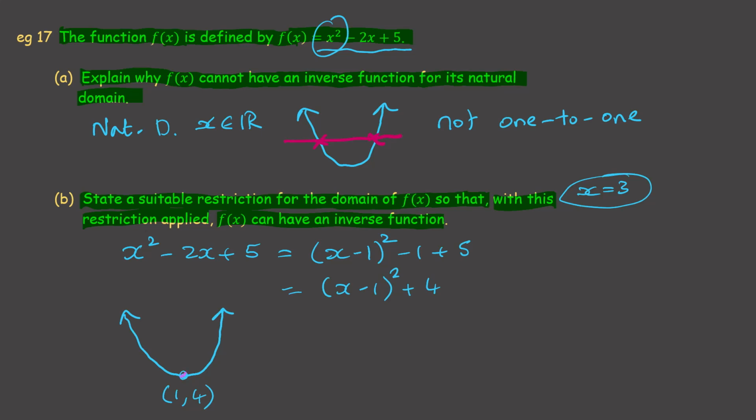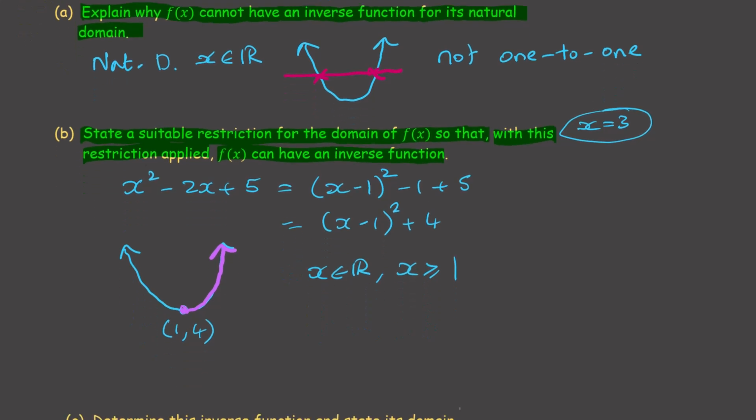So if we just went from 1 this way, we only had the right-hand limb, that would now be a one-to-one function. Note that you could go to the left as well. So either to the right or to the left. I'm going to go to the right because it's the normal way we go. So what I'm going to do is say, well, x is a real, x is greater than or equal to 1.